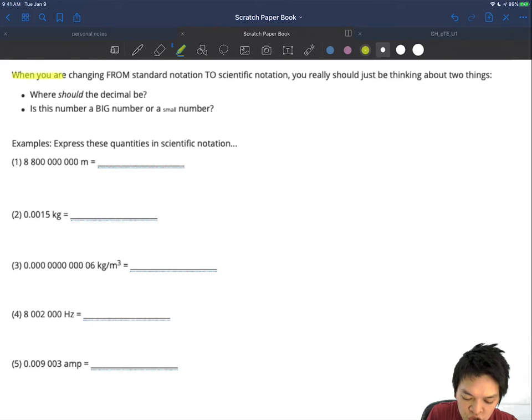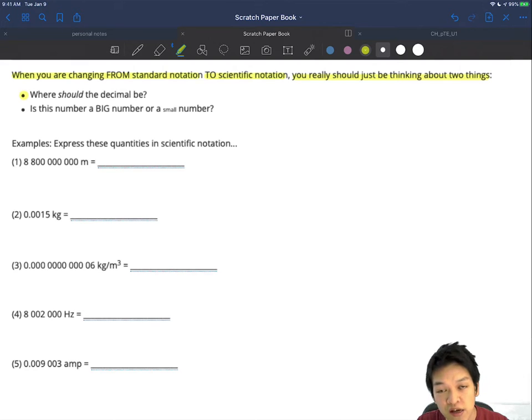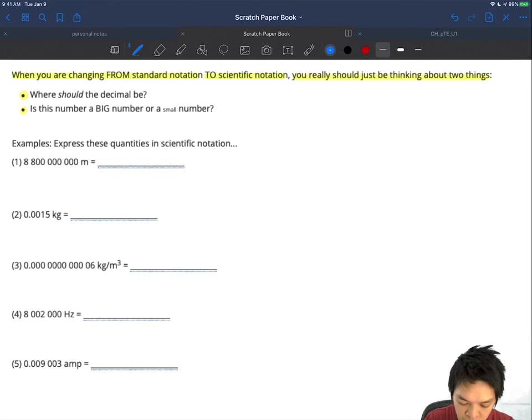When you're trying to change from standard notation to scientific notation, you should really just be thinking of two things. The first thing is, where should a decimal be? We're going to be moving the decimal. Where should it be? And the second thing is this number, is it a big number or is it a small number? Alright, let's take a look at our first example.